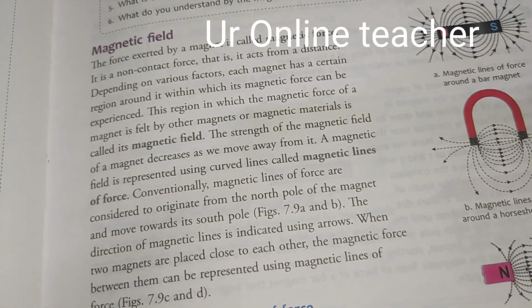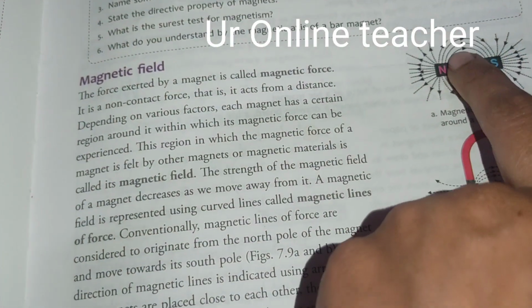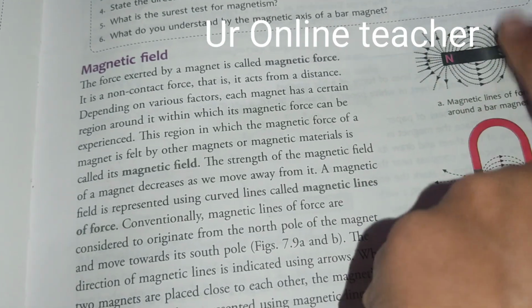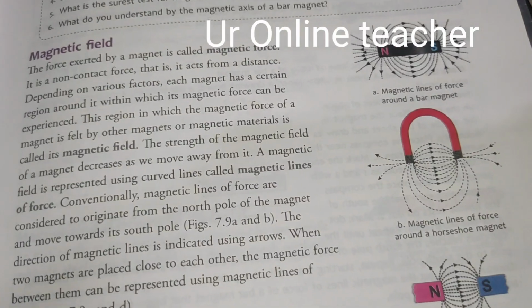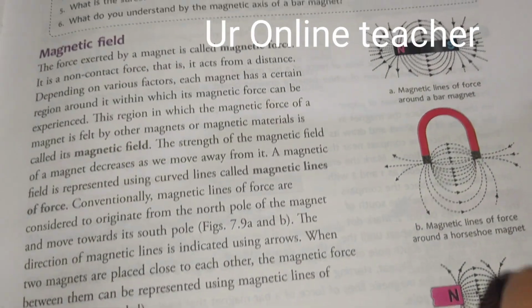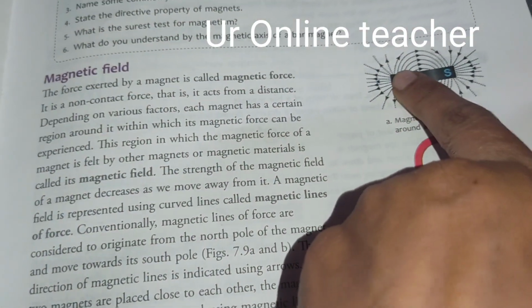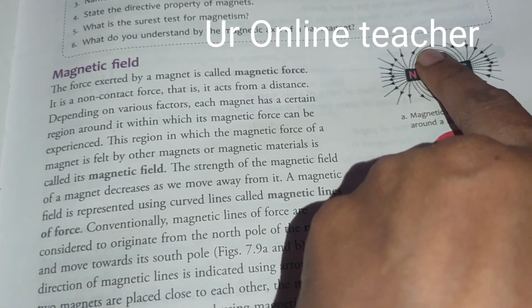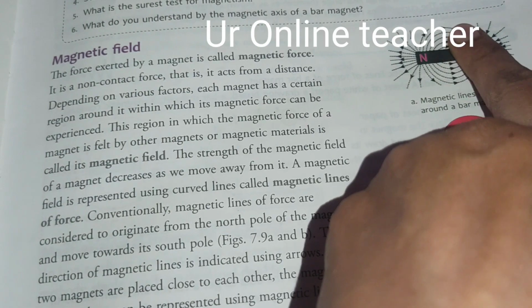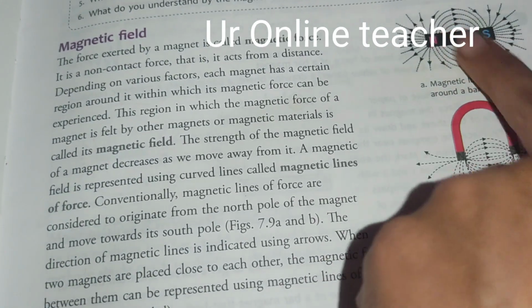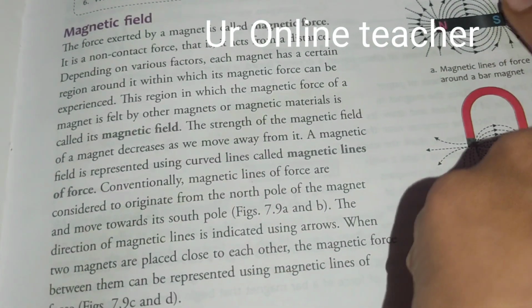A magnetic field is represented using curved lines. We can see here the curved lines, called magnetic lines of force. Conventionally, magnetic lines of force are considered to originate from the North Pole. It starts from the North Pole because the arrow, see here, is going to the South Pole. So it originates at the North Pole and goes to the South Pole. Like this, the curved lines are shown with arrows.